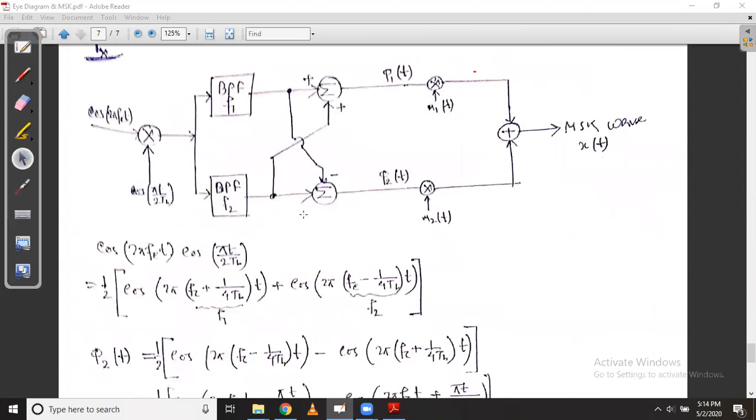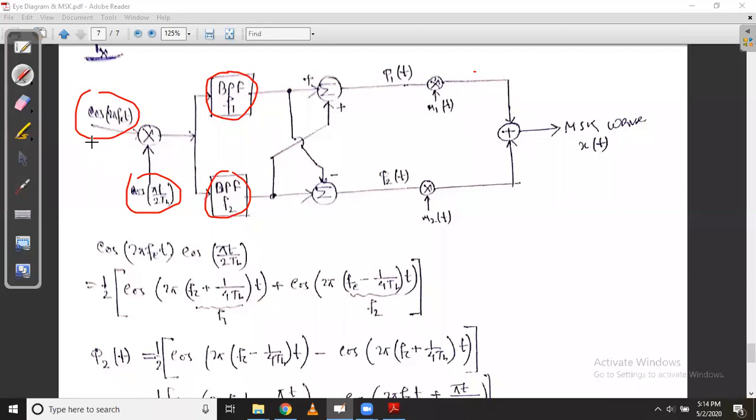You see here, transmitter. Cos 2 pi fc t and cos of pi t over 2 Tb. Two things are just multiplied. After that, the product of these two is applied to this band pass filter as well as to this band pass filter. It's a filter, so it will pass some part of the signal and suppress some part of the signal.